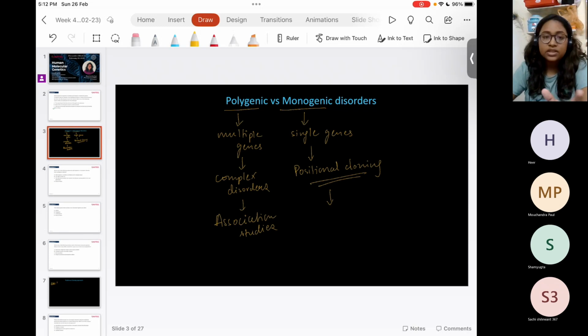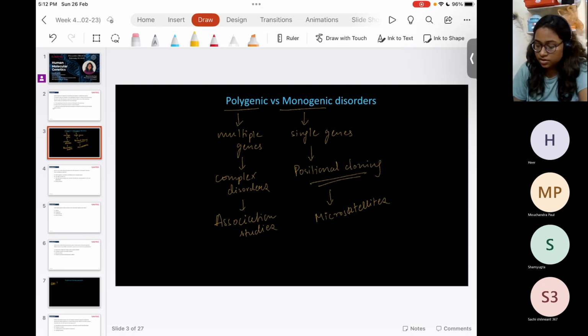Now, to identify this unknown mutated gene in monogenic disorders, people use microsatellites, which are nothing but repeats, right? So they find the number of repeats at a particular locus within the chromosome, and they then track how these microsatellites are inherited within a family, where the members of that particular family have that particular monogenic disorder.